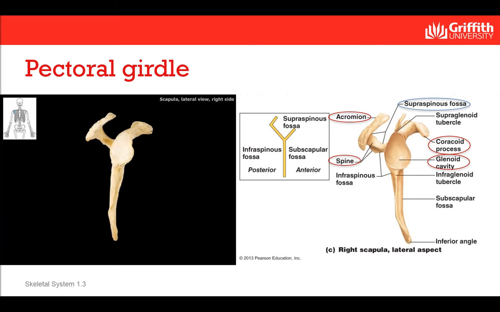The supraspinous fossa, meaning above the spine of the scapula, we find the supraspinatus muscle. In the infraspinous fossa, below the spine of the scapula, we find the infraspinatus muscle. And in the subscapular fossa, meaning underneath the scapula, the surface of the scapula that sits flush against the rib cage, we find the subscapularis muscle.